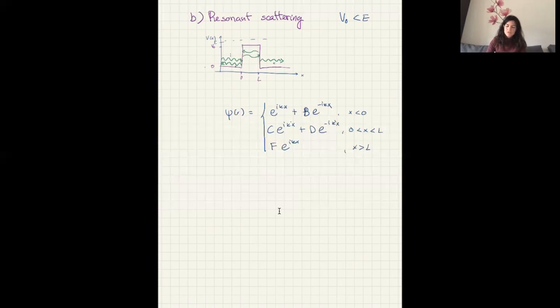Again, the other solution is also possible, but we'll look at the ones like this, where k is the same thing as before, 2 mu E over h bar squared, and k prime is 2 mu (E minus V0) over h bar squared. Good. So again, now we look at these boundary conditions at x equals 0.